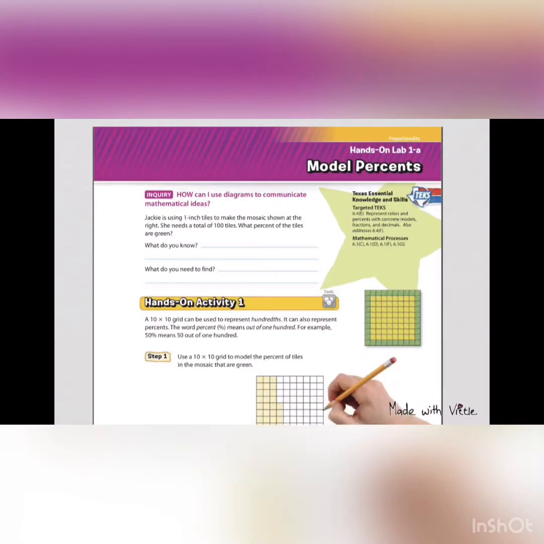Notes today was about model percents. The big idea here is asking ourselves this question: how can I use diagrams to communicate mathematical ideas? Diagrams such as 100 grids and diagrams such as fraction bars.